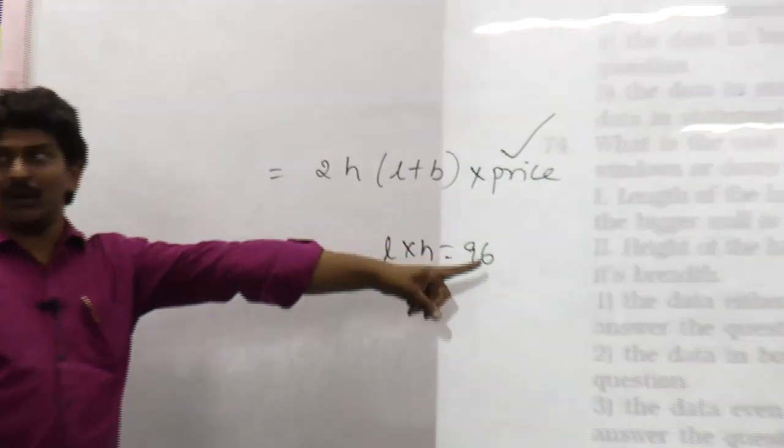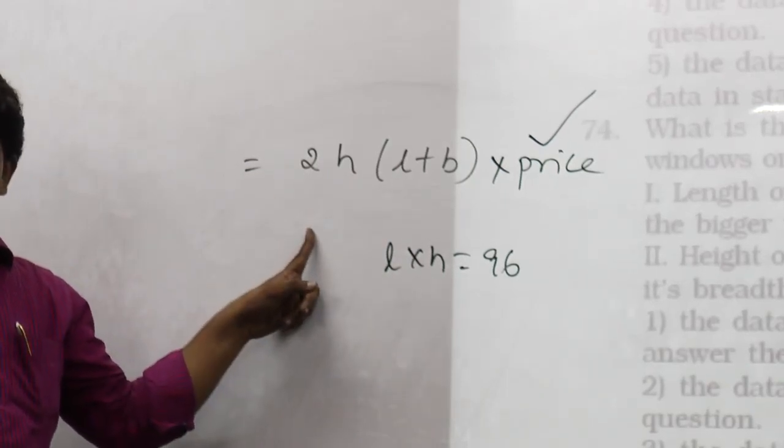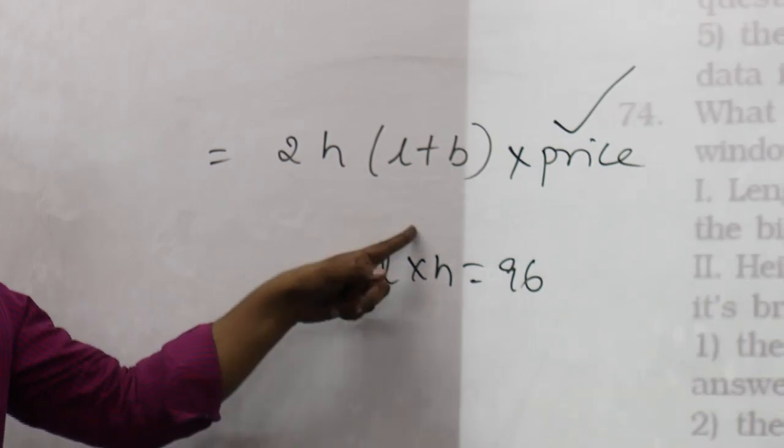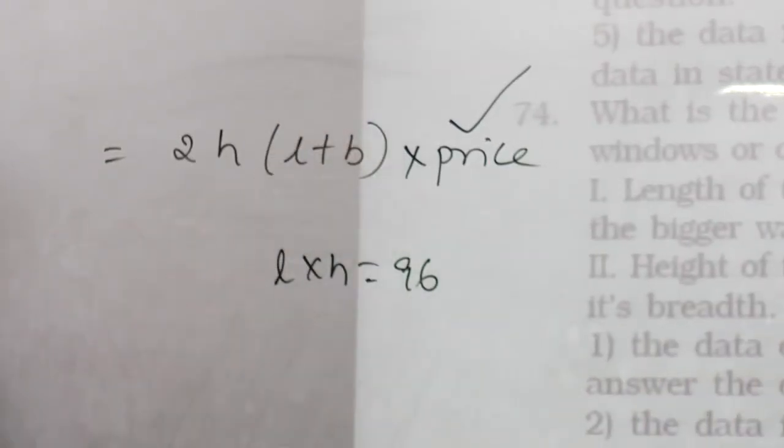So using 1 alone, you can calculate your answer. You know length, breadth, height and price. Every information is there. You will get it from only one alone.